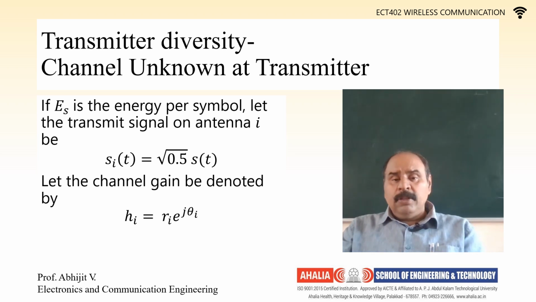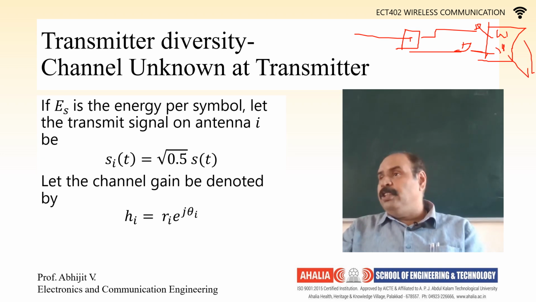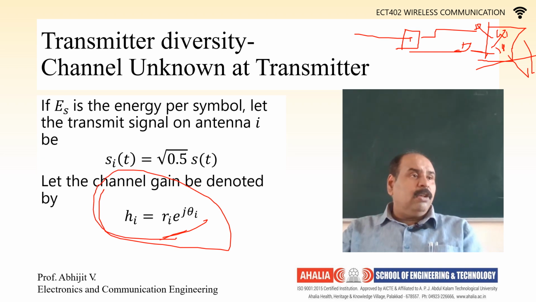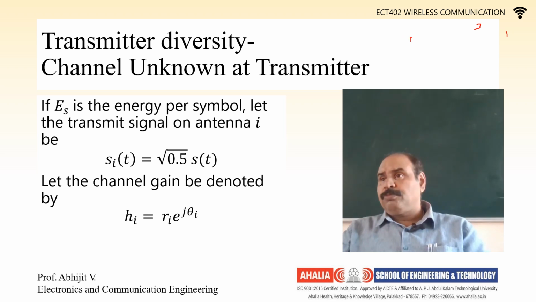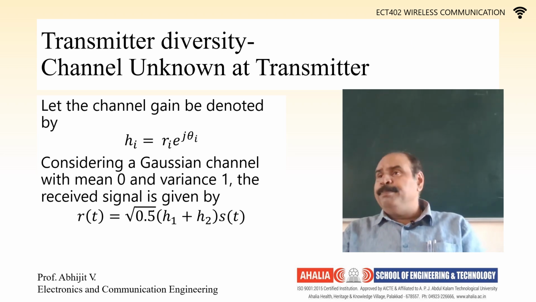So we have a transmitter here with one antenna and another antenna, and the signals pass through these channels, H1 and H2, and are received at the receiver. Let the path channel gains be denoted by H1 and H2, and let Hi be Ri e raised to j theta i. We are not sure what it is; we do not know it. Have you noted this down? Are you able to understand?